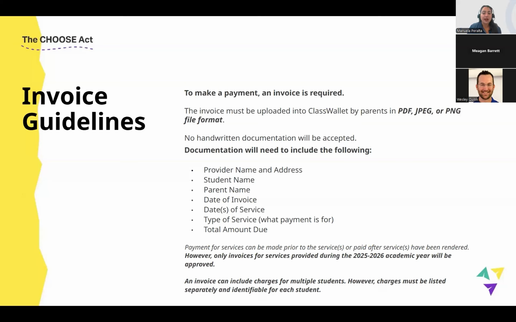Payments for services can be made either prior to the service actually being rendered or after the service has been rendered. But it is important to note that only invoices for services provided during the 2025-2026 academic year will be approved. And an invoice can include multiple students. So you might be a service provider that provides services to multiple students within the same family. You can list those multiple students within one invoice. However, the charges must be clearly outlined and listed separately for each student.